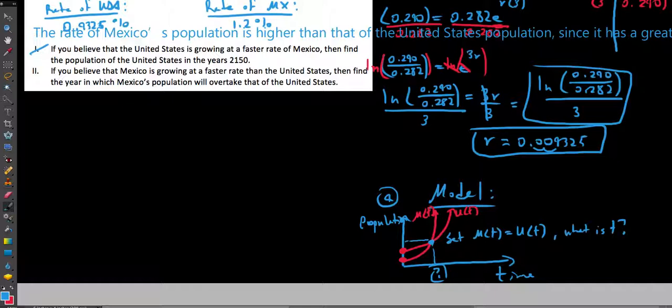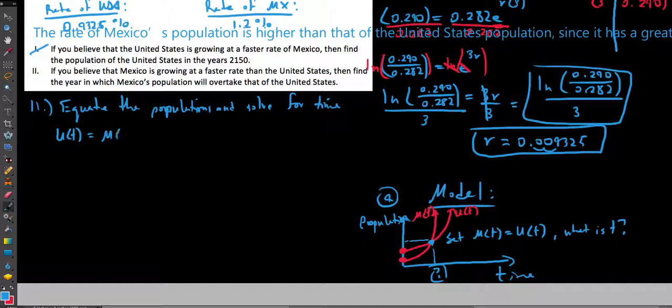It's kind of like we're going to have to solve a system here. So for part two, we're going to equate the populations and solve for time. In this particular case, let's set the United States population equal to Mexico's population. Again, I'm going to borrow from a new canvas here. United States population is equal to Mexico's population. And so we're going to set these two models equal to each other.